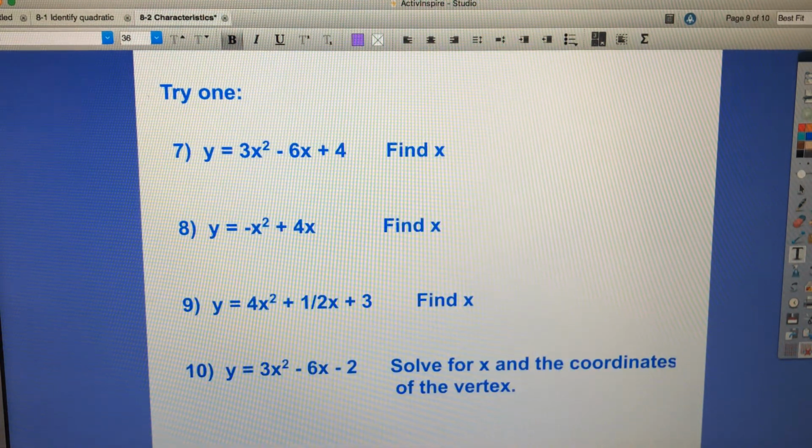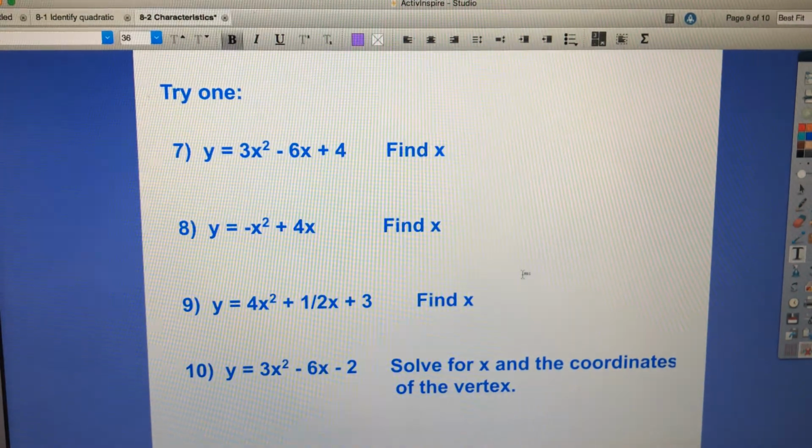So let's try some. This is your chance to pause the video and do a little bit of scratch work on the side. I would like you to find x. Remember, we're going to use that cute little shortcut, inverse of b over 2a. So let's go ahead and plug in those values. Go ahead and stop my tape.